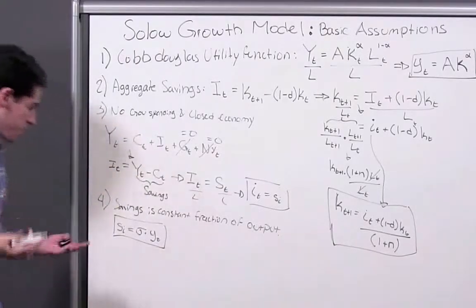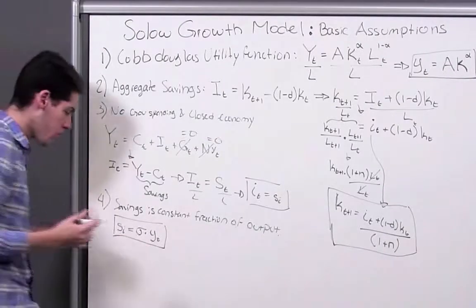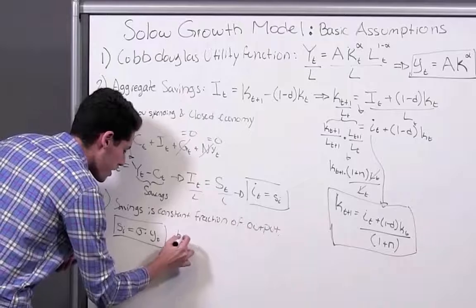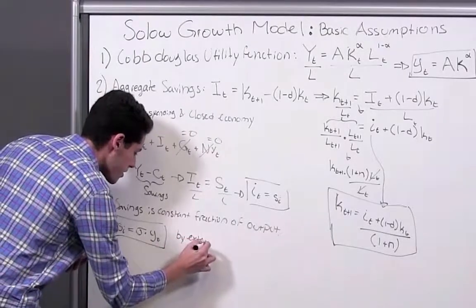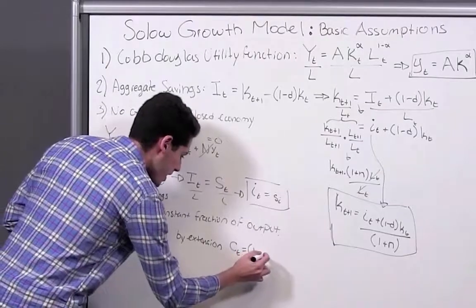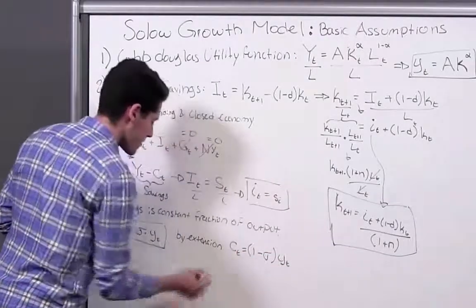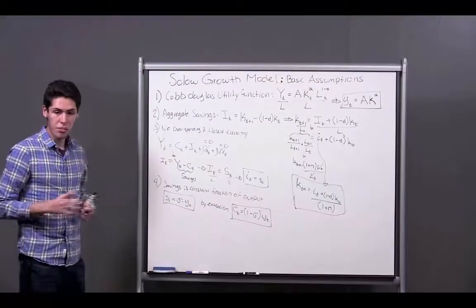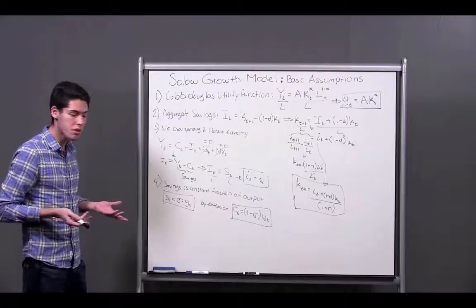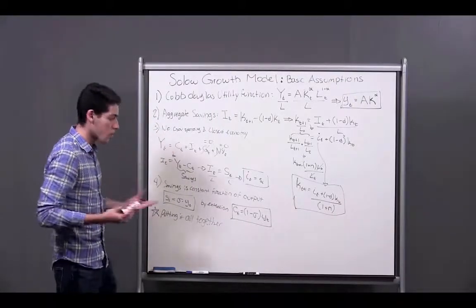Right? By extension, then, if savings is sigma times output, well, consumption, which is the opposite of savings, by extension, should be 1 minus sigma times output per capita. And so that's another important function that we're going to be using to solve problems that involve the Solow growth model. To put all of this information together, where are we going to start?